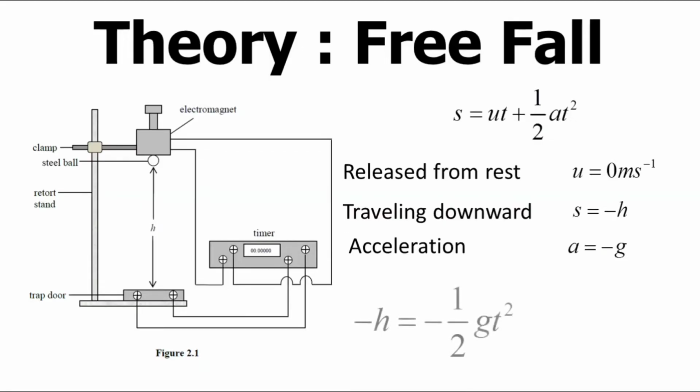Substitute all this value into the first equation. We have negative h equals to half gt². We can cancel out the negative on both sides of the equation. This will leave us with h = ½gt².